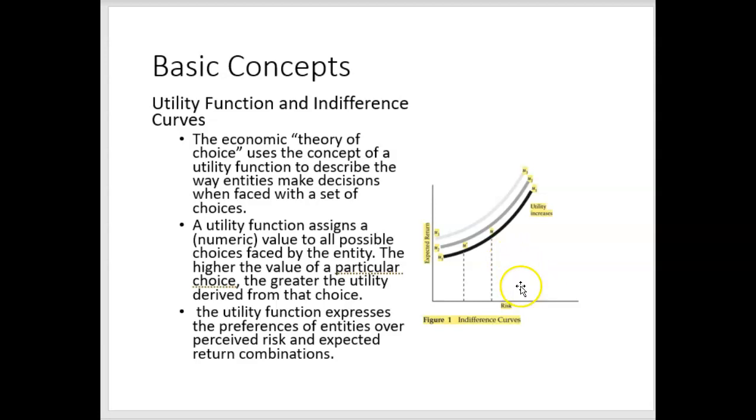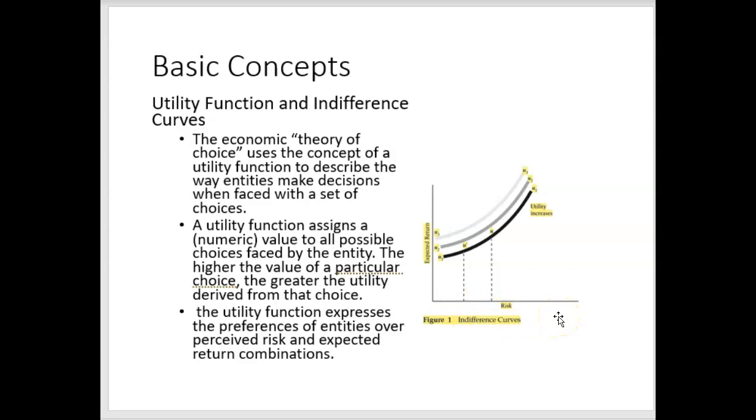So for example, on the right hand side here, you see three different indifference curves. All three of these are indifference curves, but they are also giving statements about the utility of three different investors. On the y-axis here, you have the expected return, and on the x-axis, you have risk.